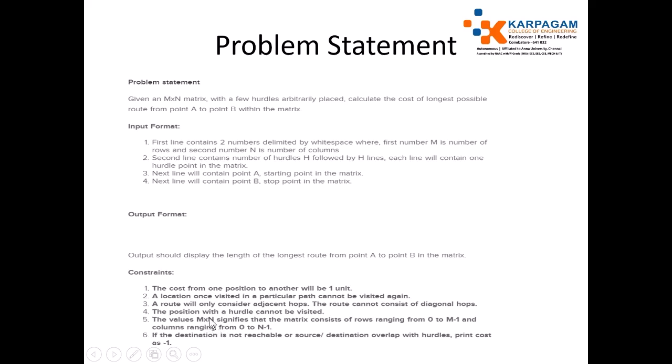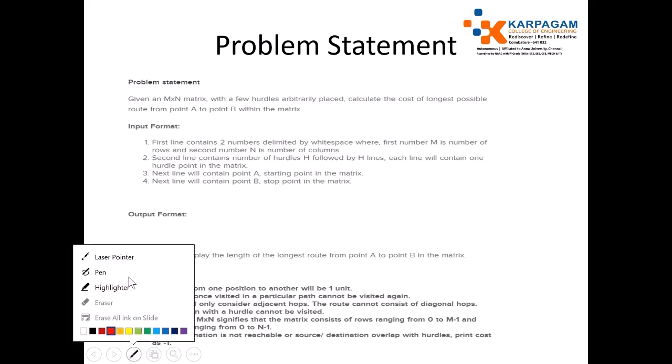Next, a position with a hurdle cannot be visited. That can be represented as 0 in the matrix. If there is a path, it is marked as 1. The values m by n signify that the matrix consists of rows ranging from 0 to m minus 1 and columns ranging from 0 to n minus 1. They are telling that the indexing starts from 0.